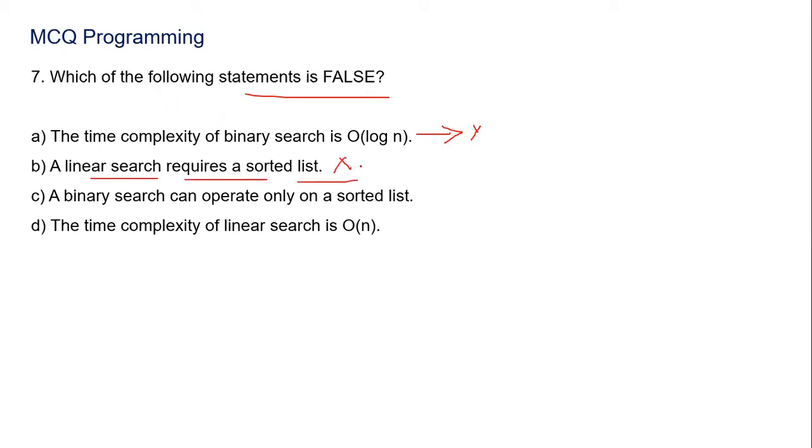This is of course false. A linear search does not require a sorted list. Only a binary search requires a sorted list. A linear search can work on any kind of list. Okay, so this option is the false one. So this statement is the right answer. Okay, B is the right answer.